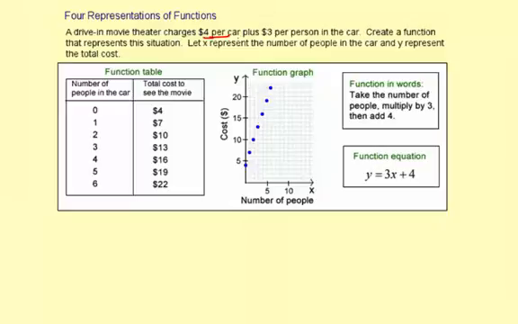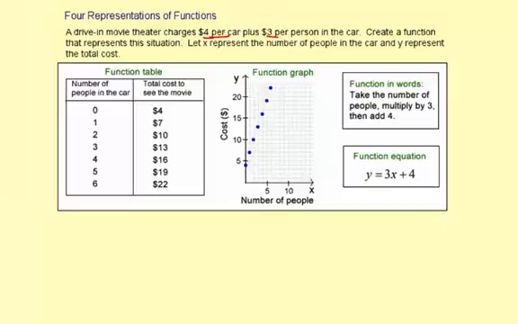So one car, $4, two cars, $8, and so on and so on. Plus $3 per person in the car. And that's another rate. Interesting. Let's see how that plays out here. Create a function that represents this situation. Let x represent the number of people in the car and y represent the total cost.